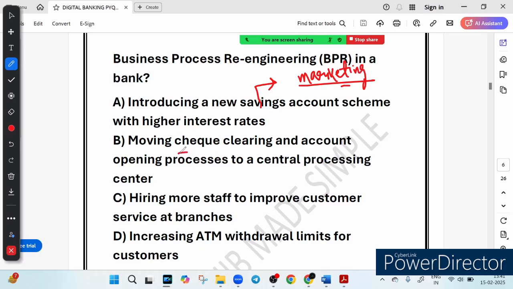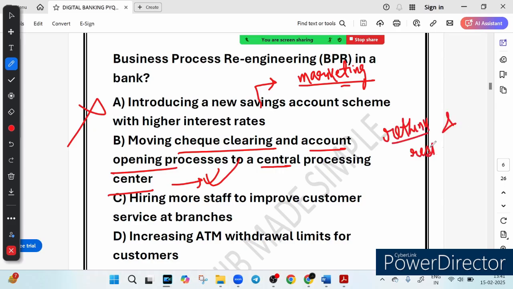Option number B says moving check clearing and account opening process to a central processing center. This is the correct answer, right? Because BPR completely rethinks and restructures. So these are the two keywords, rethink and restructure, right? BPR completely rethinks and restructures how a process is done to make it faster, efficient and cost effective.